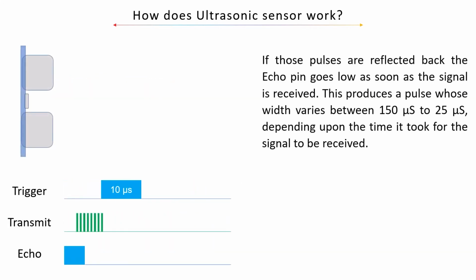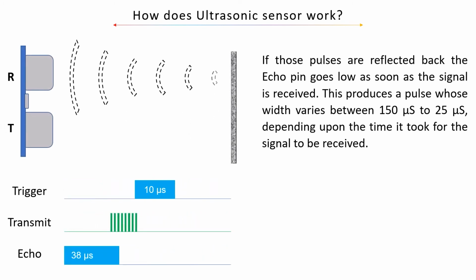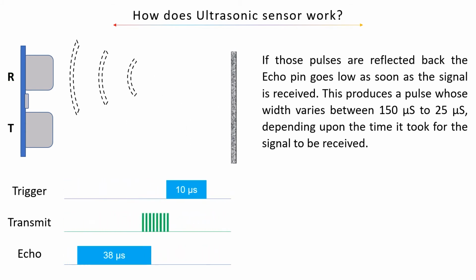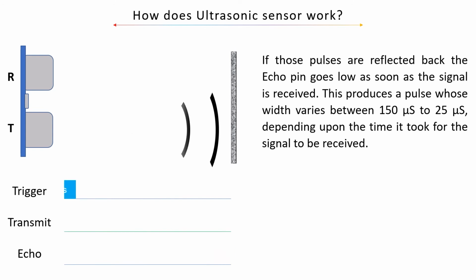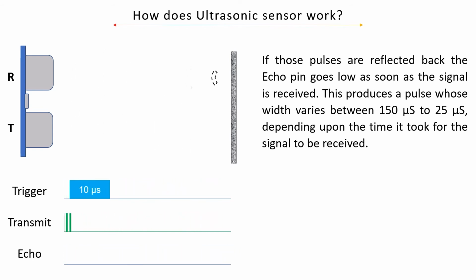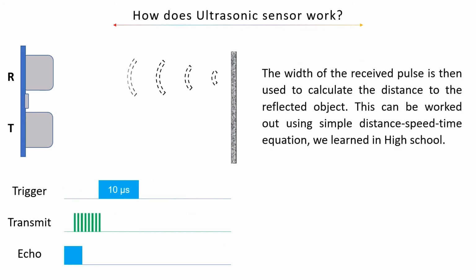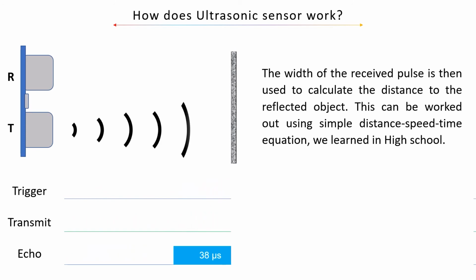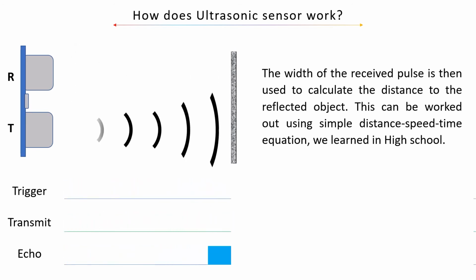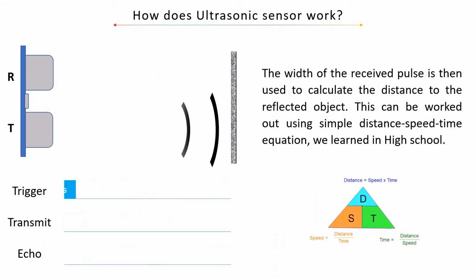If those pulses are reflected back, the echo pin goes low as soon as the signal is received. This produces a pulse whose width varies between 150 microseconds to 25 milliseconds, depending upon the time it took for the signal to be received. The width of the received pulse is then used to calculate the distance to the reflected object. This can be worked out using the simple distance speed time equation that we learned in high school.